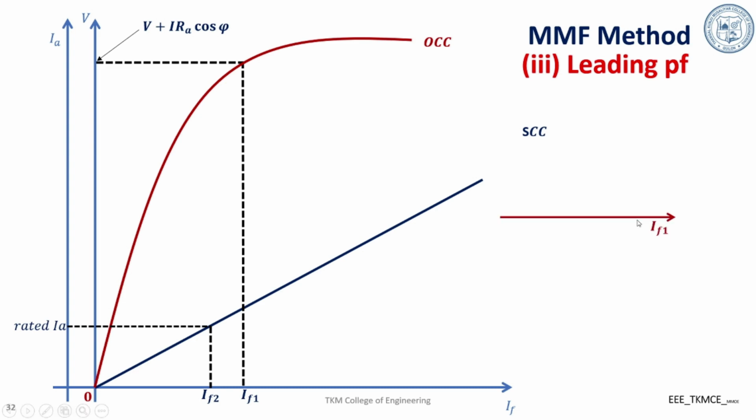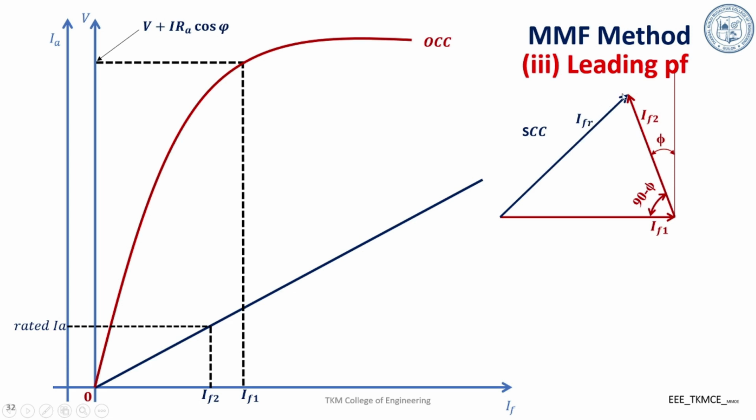After obtaining IF1 and IF2, we need to draw the phasor diagram. This is the IF1 phasor, this is the IF2 phasor. If you draw a vertical line from IF1 like this, this angle phi indicates the power factor angle. So the angle between IF1 and IF2 in this case is 90 minus phi. This gives the resultant field current.